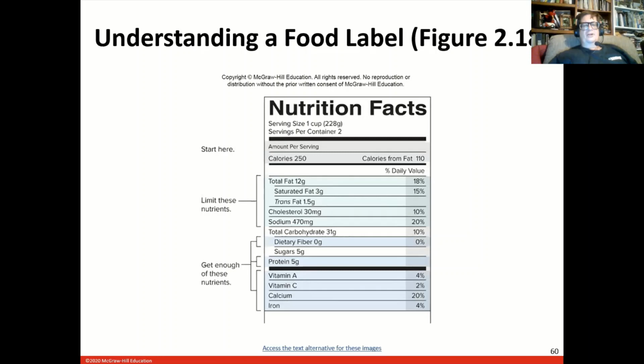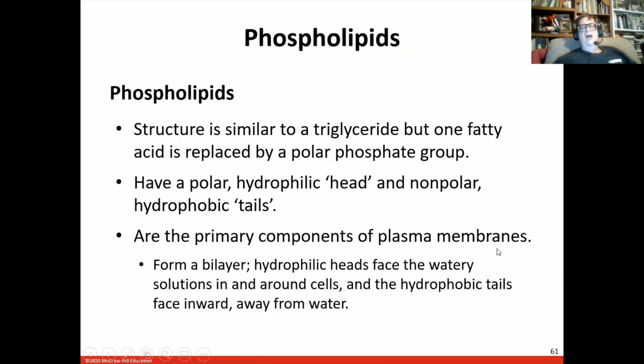Here's the food label, and it looks at the different types of fat. Whatever they're eating, it has 12 grams of fat, and 1.5 of those grams are trans fats. But fats, cholesterol, sodium, those are things that we should try and steer clear of if we can. Vitamins, calcium, iron, those are things we probably need to get. Moving on.